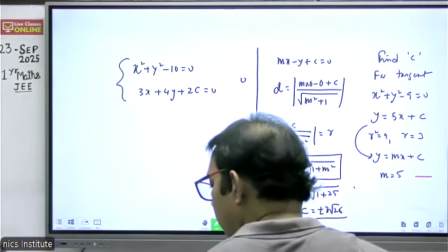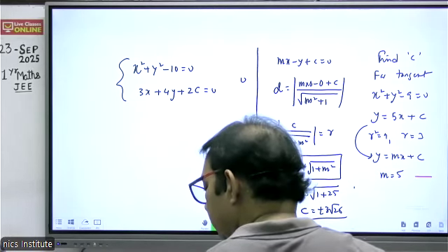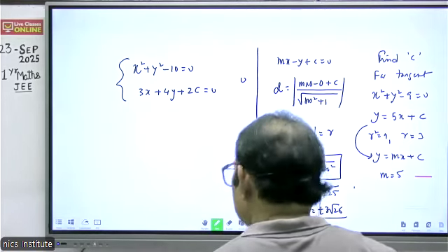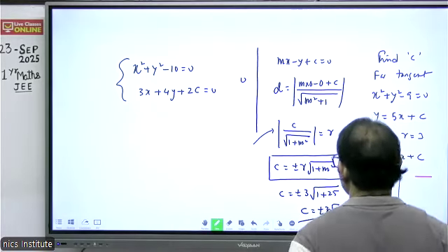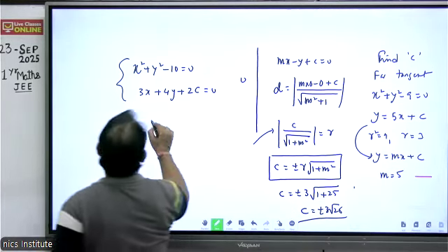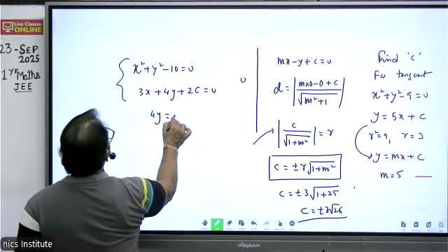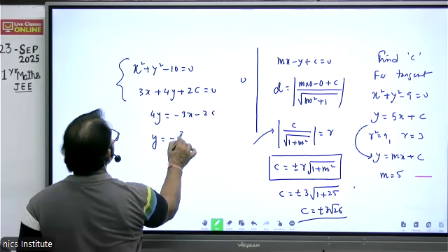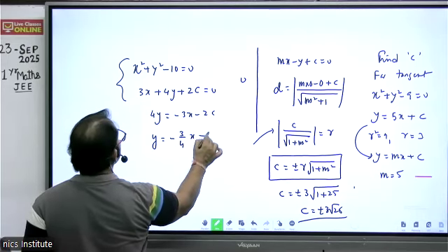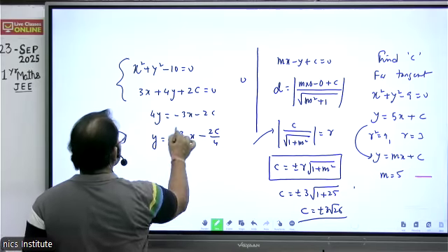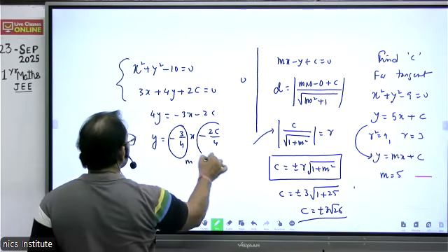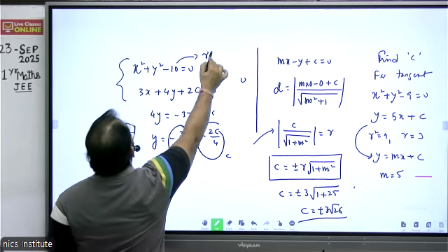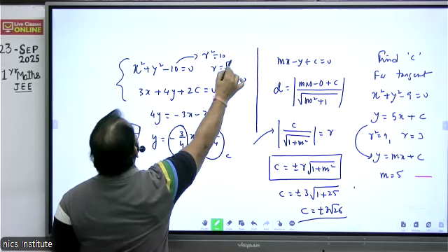So write this in standard form, y equal to mx plus c. This m of yours is wrong. Find y. Write the line in terms of y is equal to mx plus c. So 4y will be minus 3x minus 2c. So y would be minus 3 by 4 into x minus 2c by 4. So this would be your m, and this would be your c. And what is your r? R square would be 10, r would be root 10.